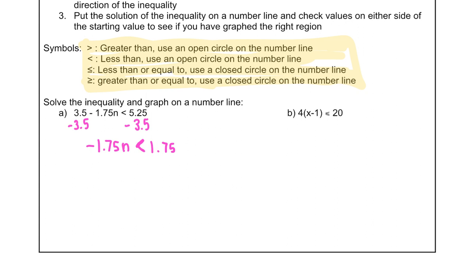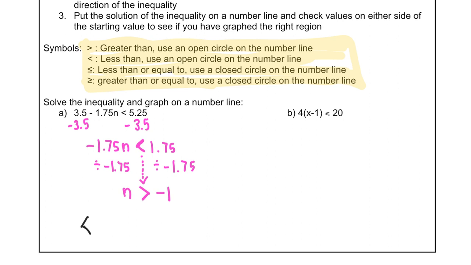And then we are going to divide both sides by negative 1.75. The trick is, though, since I'm dividing by a negative, I have to flip the direction of my sign. We have n is greater than negative 1.